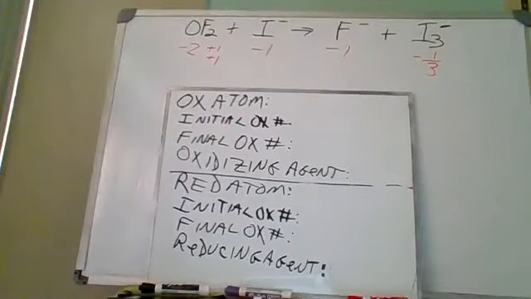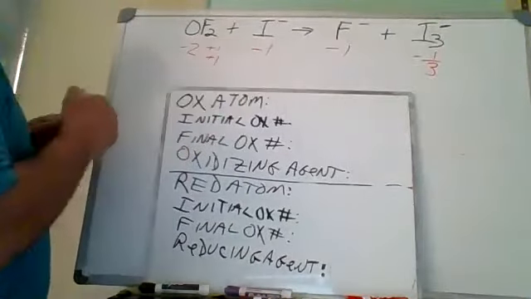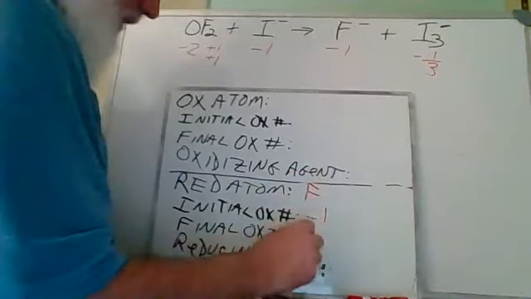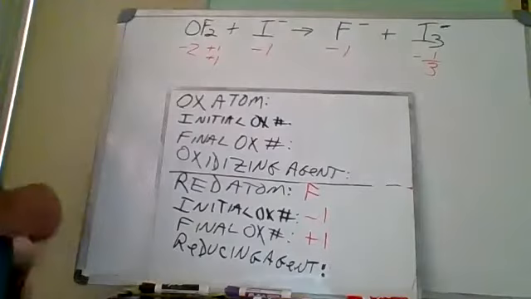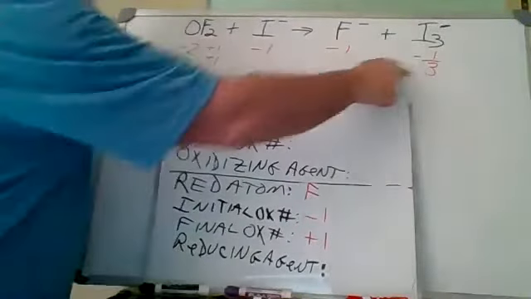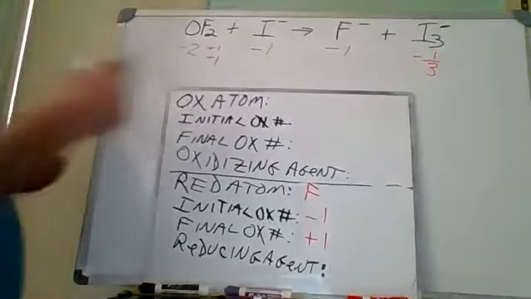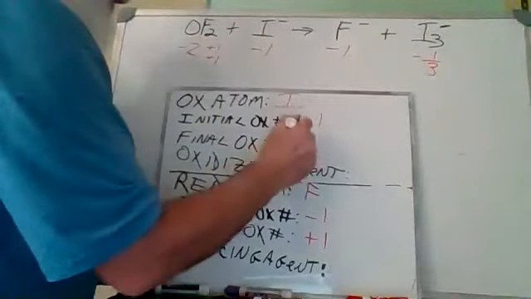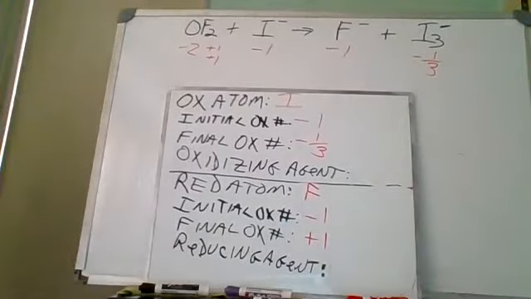Whose oxidation number is getting smaller, is being reduced? Well, that looks like the fluorine to me. It starts out at +1, ends up at -1. Now, whose oxidation number is getting bigger? Well, that looks like the iodine. -1/3 is bigger than -1. So iodine is the oxidized atom, starts out at -1, ends up at -1/3. Again, they can be fractional.